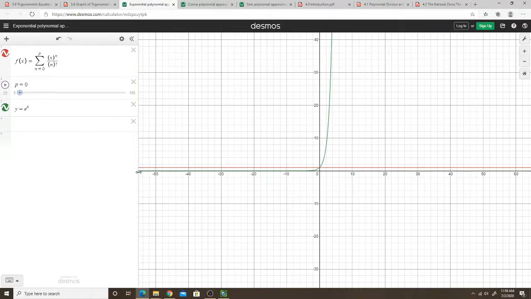It's really pretty cool. The green curve here is the graph of f of x equals e to the x. The red curve is the graph of this infinite polynomial, and right now p is 0, so it only has one term. But if I let the number of terms in this polynomial increase, then you're going to see that this red curve starts to look more and more like the green one. So I'm going to press play so you can watch this happen.